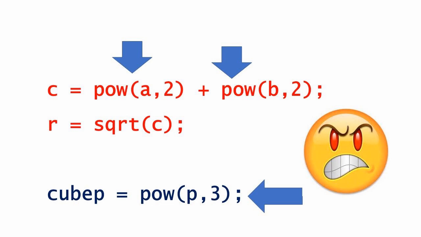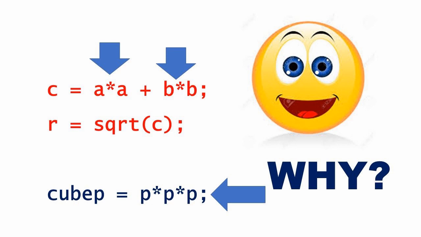So what do I want in that place? For small powers, simply write the code inline. Just write a * a and b * b. Do not use the power function. Even for the cube, use p * p * p.